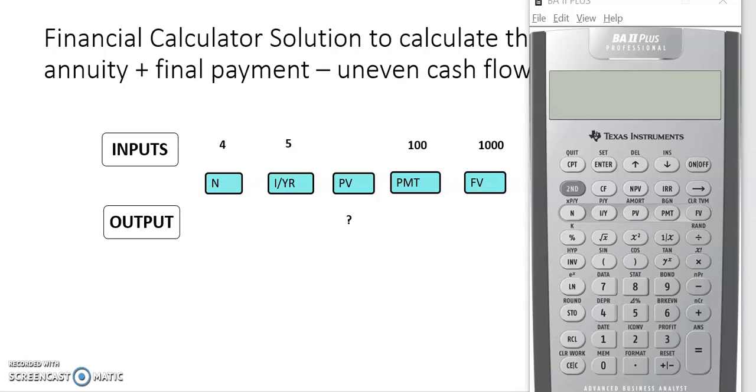The question asks us to calculate the present value of a set of cash flows which consists of an ordinary annuity where we have $100 being paid every year for 4 years, and at the end of year 4 we also receive $1,000. Given an interest rate of 5% per annum, we're required to calculate the present value of this set of cash flows.